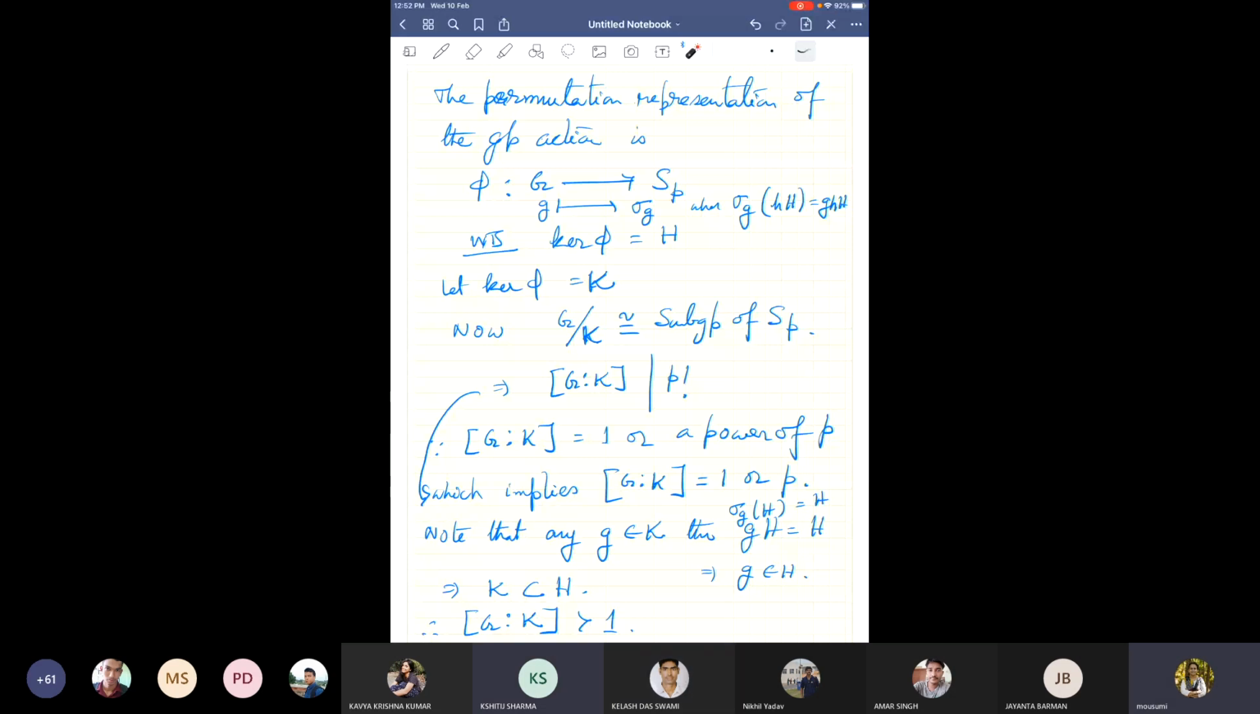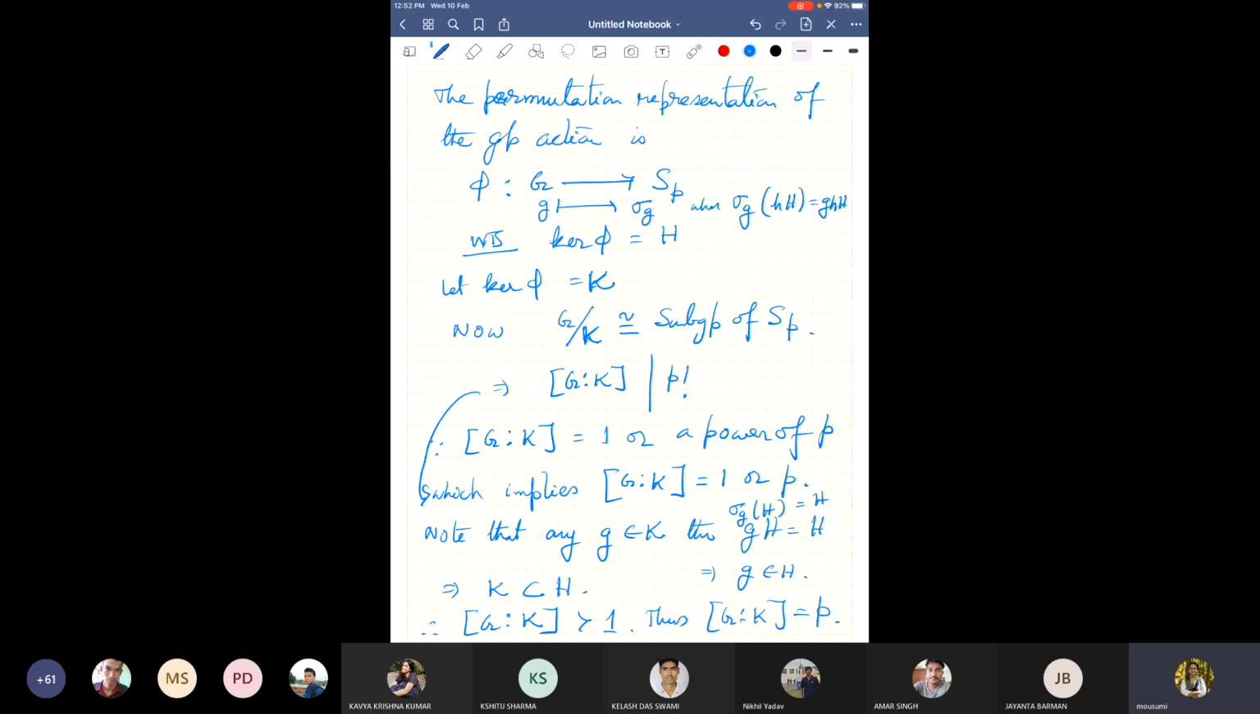Okay, so now we have already seen that there are two choices for the index: either it has to be equal to 1 or it has to be equal to P. And we have seen that this is strictly greater than 1. That means it has to be equal to P, right? Thus, [G : K] is equal to P.